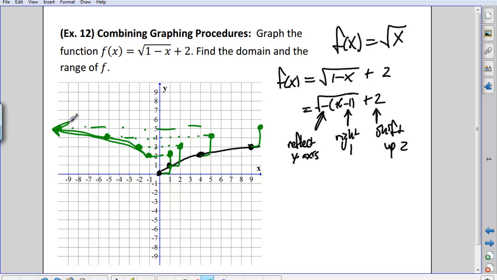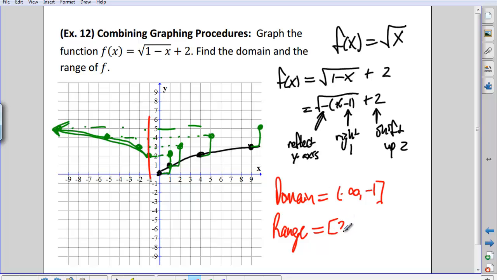Domain and range. For the domain, doesn't this graph dead end here at -1? So it goes from -infinity and then dead ends at -1, but including that point. So we put the square bracket. The range is from 2 on up, right? Including 2. So there's our range.